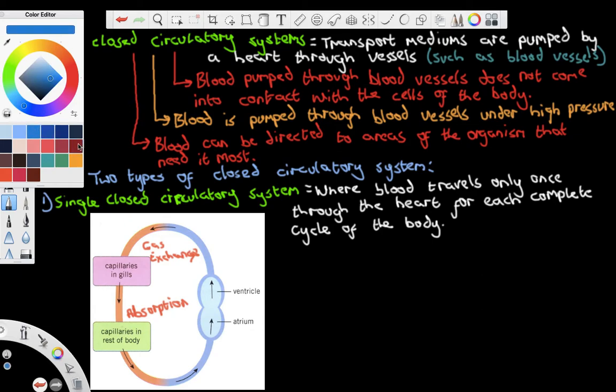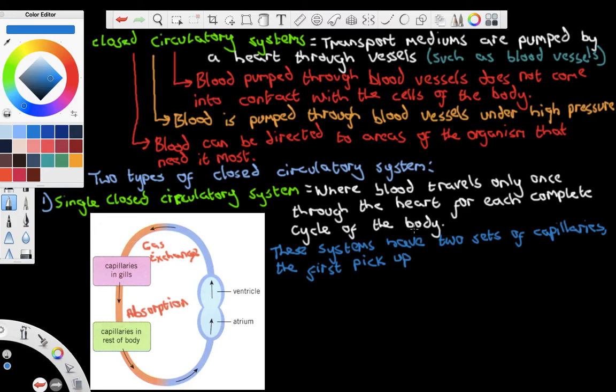So we can say that these systems have two sets of capillaries, the first pick up gases, while the second pick up nutrients. Okay?